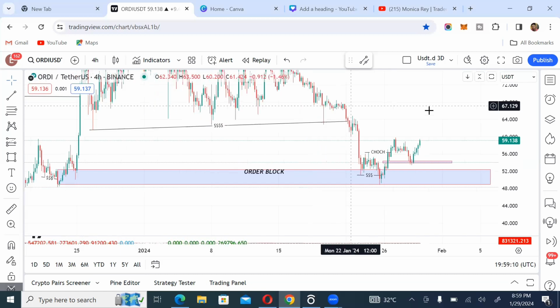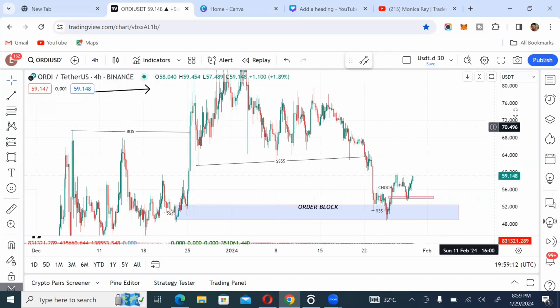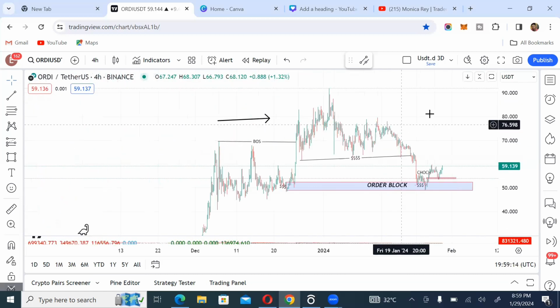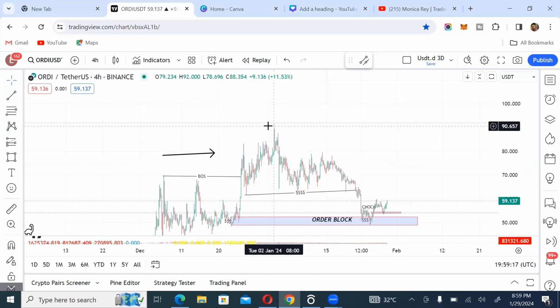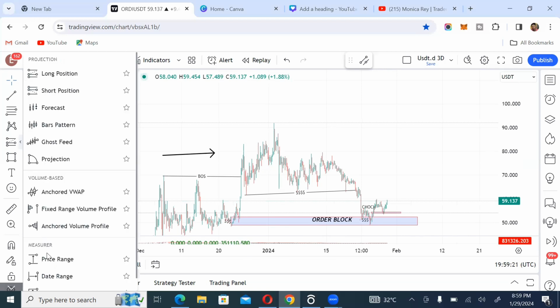So guys, for this trade setup, this particular trade setup, our target is going to be the extreme here. It's going to be this extreme. So let's see how much we are targeting.